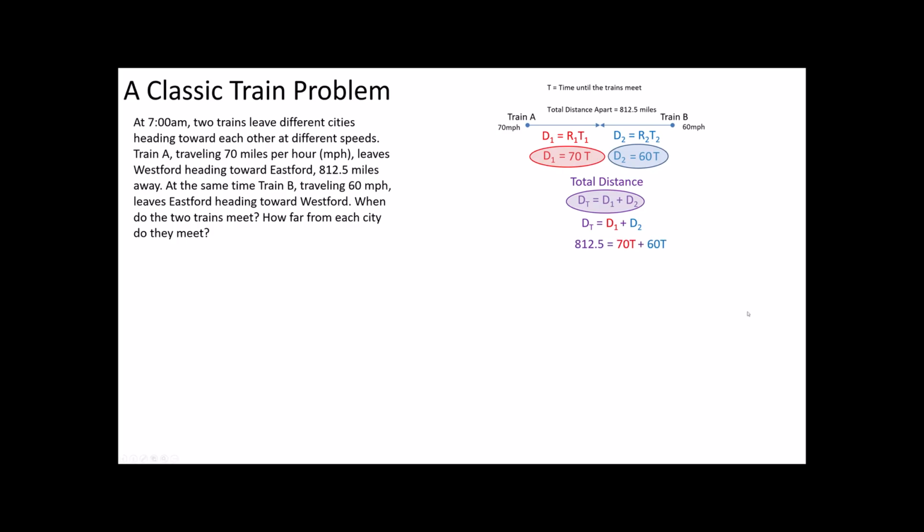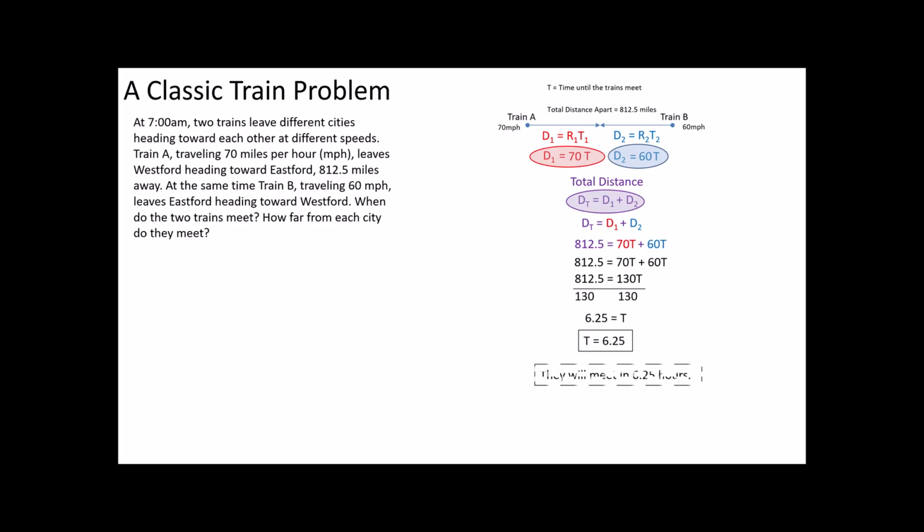We know the total distance is going to be 812.5 miles. That's given to us. We know that D1 is equivalent to 70t using substitution. We know that D2 is equal to 60t using substitution. Now we have a single variable equation. Combine our like terms, divide both sides by 130, and it comes out as 6.25.